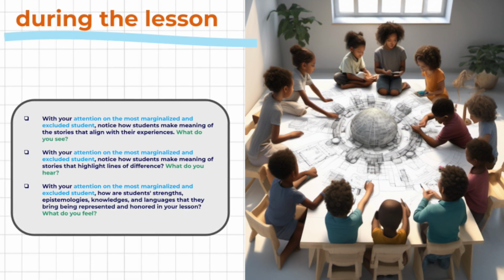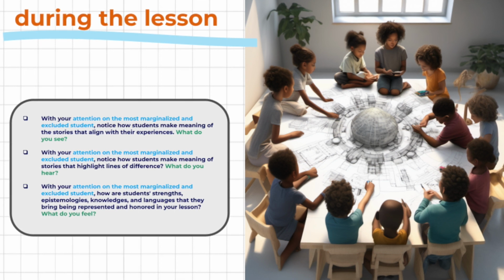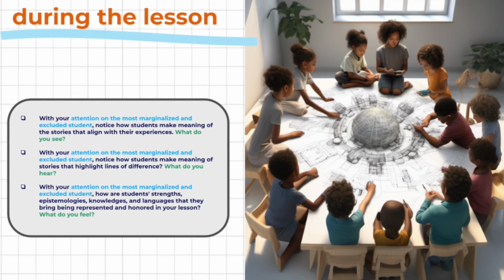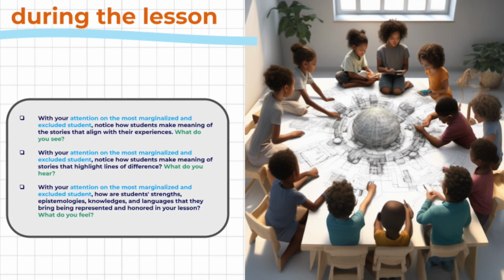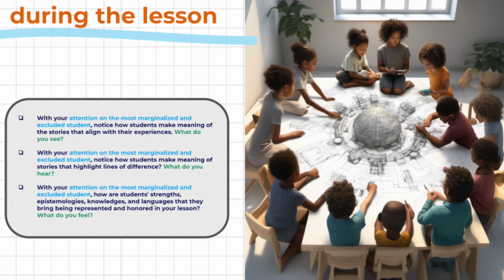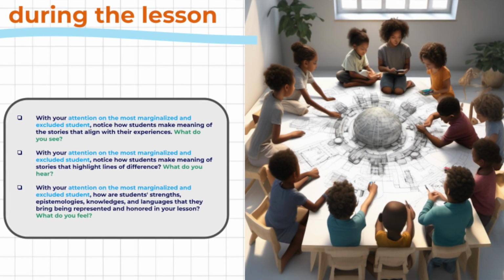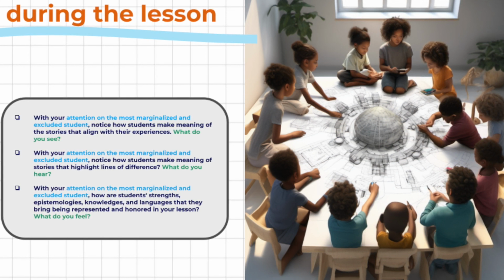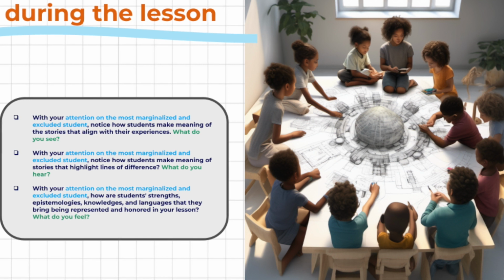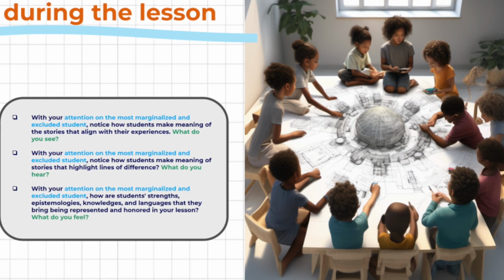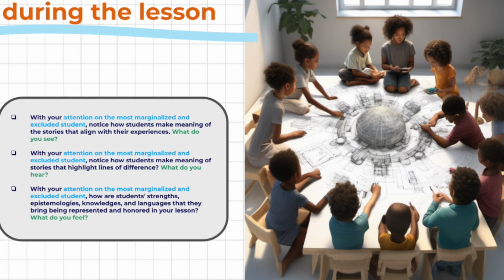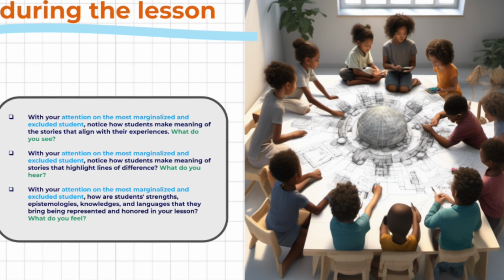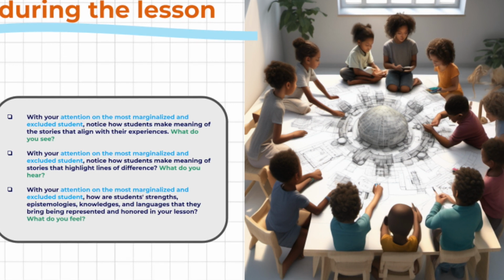Again, with your attention focused on the most marginalized and excluded students, notice how students make meaning of the stories that highlight lines of difference. What do you hear? What are they saying about these lines of difference? How can you have those conversations with them so that they can acknowledge some of those lines of difference as we're talking about text? And then lastly, again focusing on the most marginalized and excluded student, how are the strengths, epistemologies, knowledges, and languages that students bring being represented and honored in your classroom? What do you feel? How do they feel as they're sharing those stories?